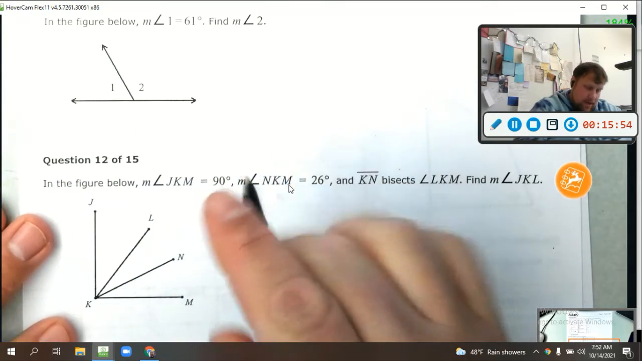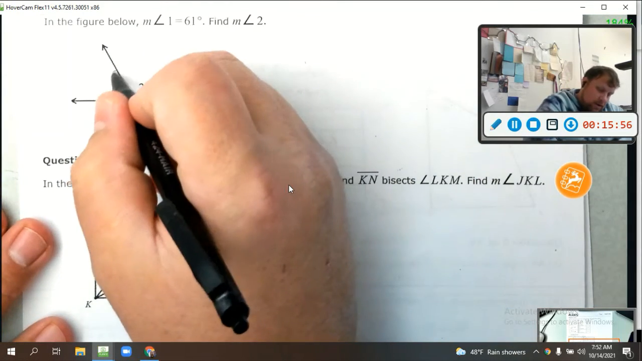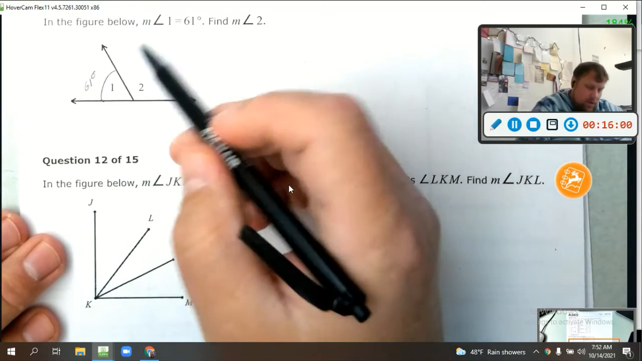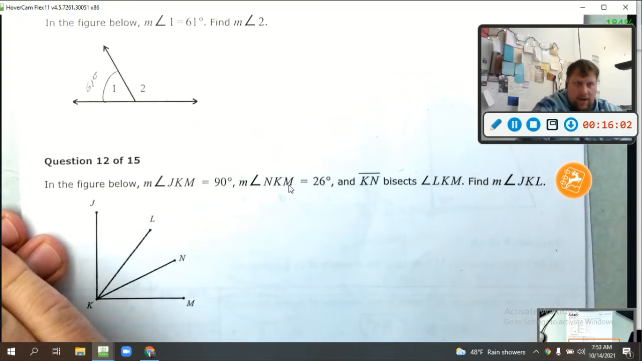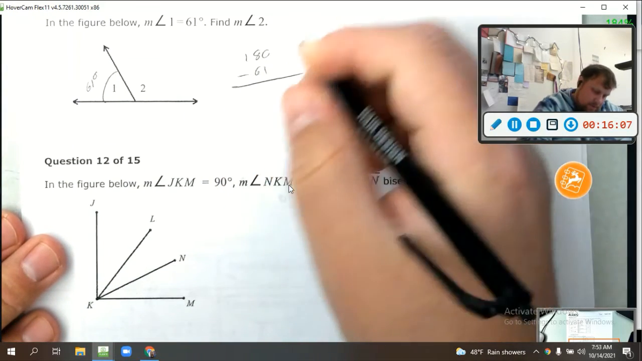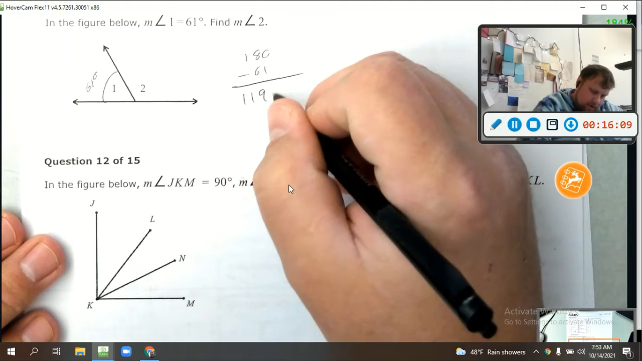Awesome. In the figure below, the measure of angle 1 is 61 degrees. Find the measure of angle 2. Well, these form a straight line. A straight line is 180 degrees, so I'm just going to take 180 minus 61, which is 119 degrees.